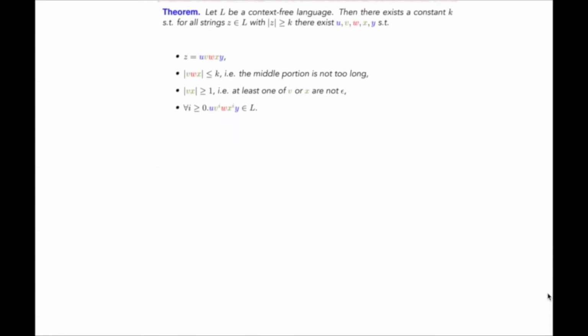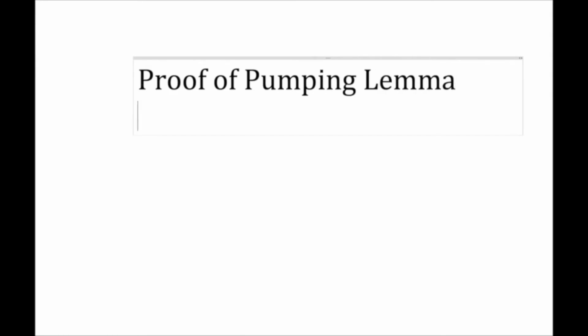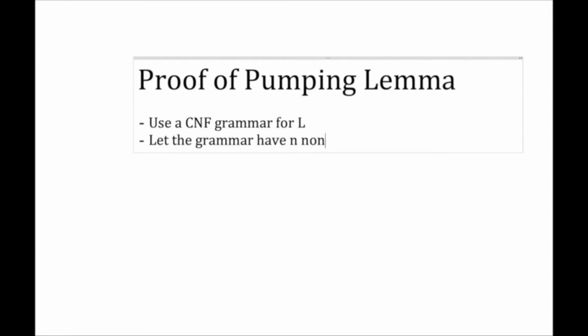Now that we know what the pumping lemma entails, let's move on to proving why and how this pumping lemma works. The proof starts with the Chomsky normal form grammar for the language L. This excludes the empty word, but that doesn't matter because the empty word can never meet the condition of the word being at least k long. Next, let the constant n represent the number of different non-terminals the grammar has. We can say the pumping lemma's constant k is 2 to the power n.